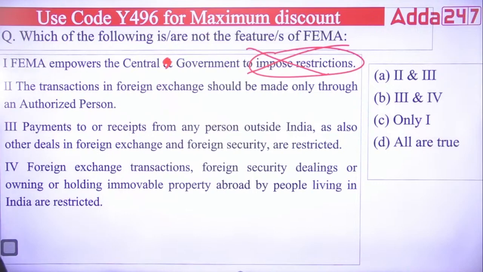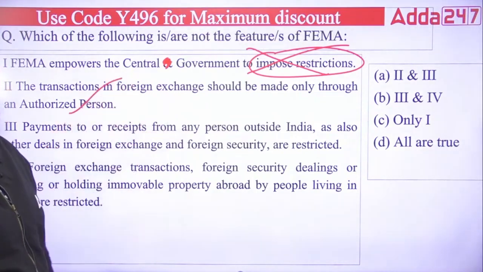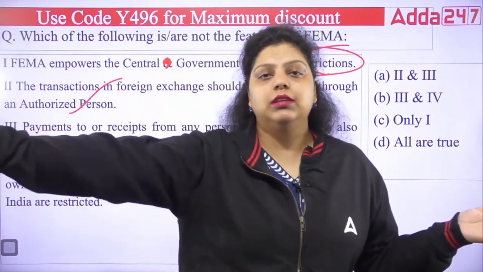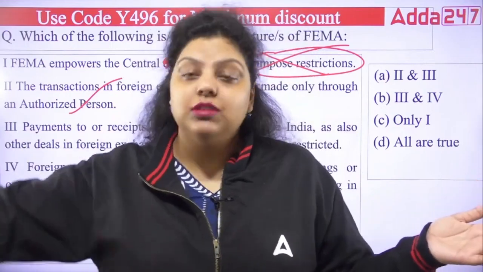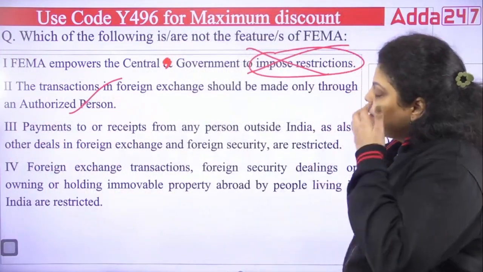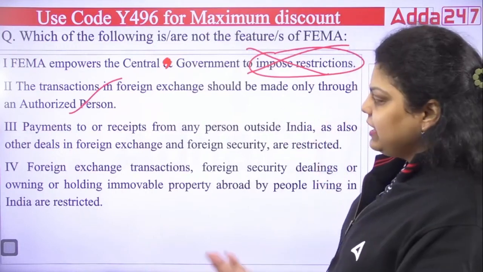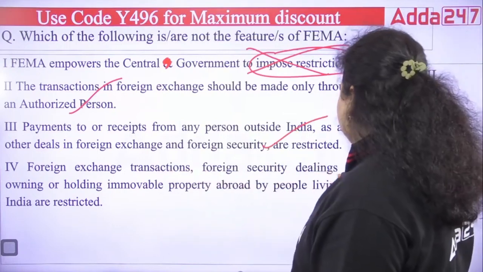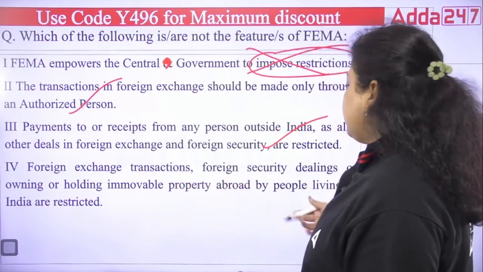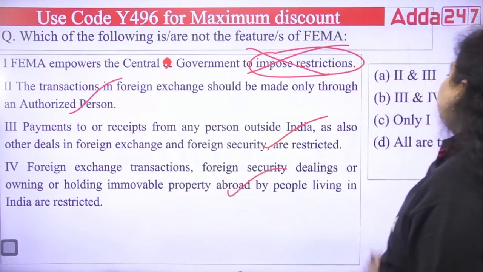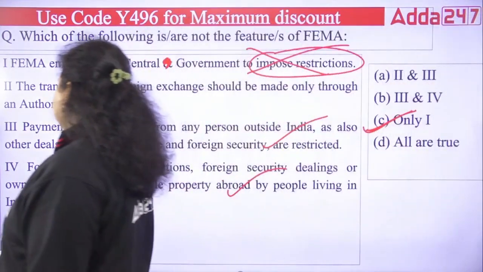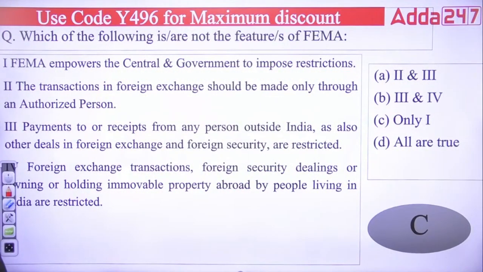Now, the transaction in foreign exchange should be made only through an authorized person. This is true. Authorized person means any entity or person to whom RBI has allowed that you can transact, you can perform the exchange of currency, or you can participate in the foreign exchange. Now, payment to or receipt from any person outside India, as also other deals in foreign exchange and foreign security, are restricted. This is true. Foreign exchange transaction, foreign security dealings, or owning or holding immovable property abroad by people living in India are restricted. This is true. So it means the one that is not a feature is only the first option. So the right answer will be C. Okay, right answer is C.